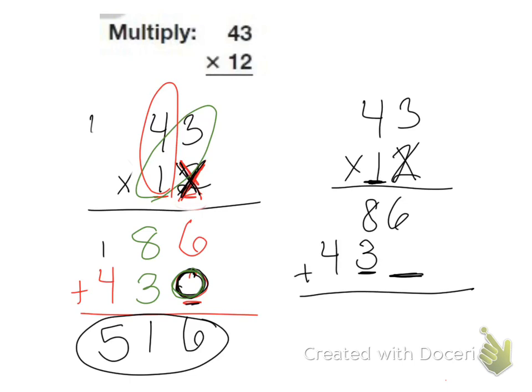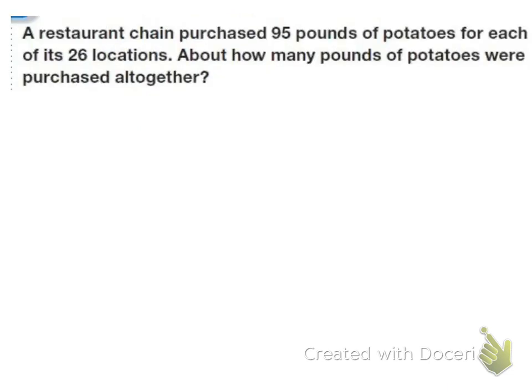And then I'd still add it. 6 plus nothing is 6. 8 plus 3 is 11. 1 plus 4 is 5, okay? I think it's easier to put the 0 here just to help me remember and line up my numbers, but it just depends on what you find is easier. Okay. All right. So let's do another example.